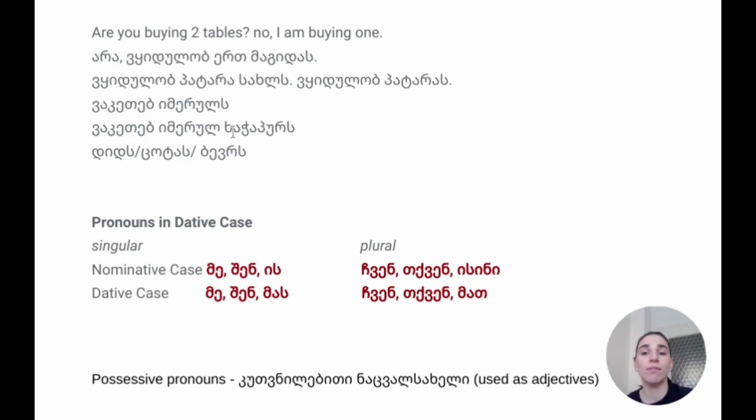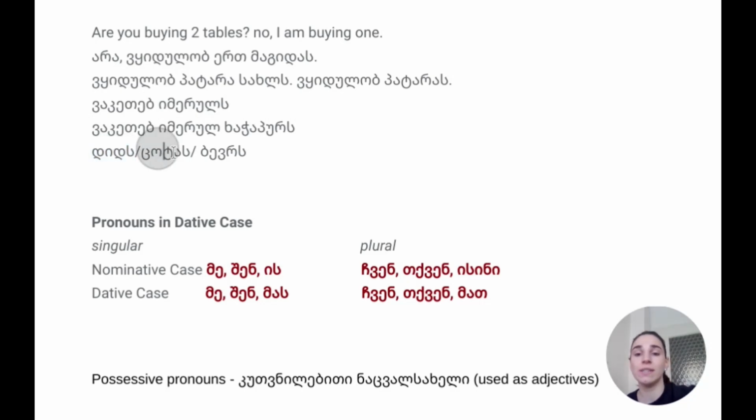If you're making khachapuri and someone asks what kind of khachapuri you're making, you can say vaketeb imerul khachapurs. But if you don't have the word khachapuri and you want to say I'm making the imeruli one, you can say vaketeb imeruls.